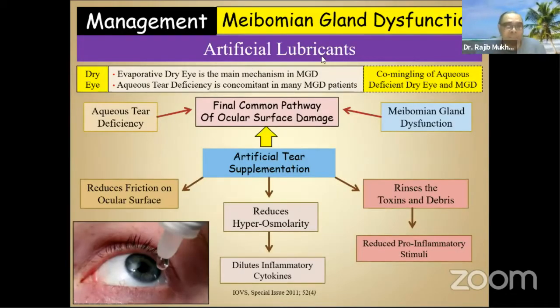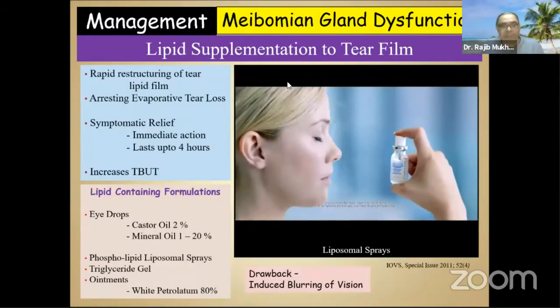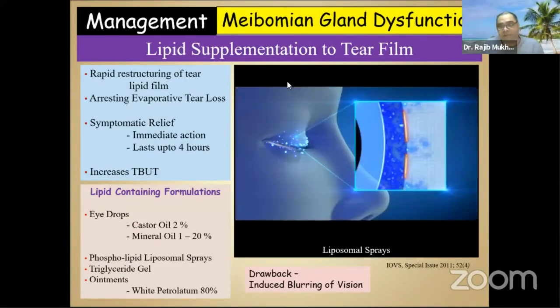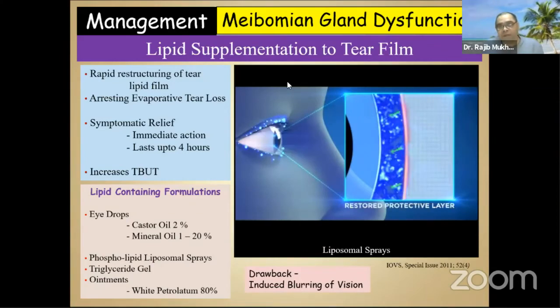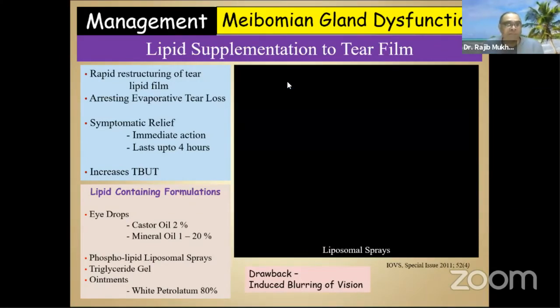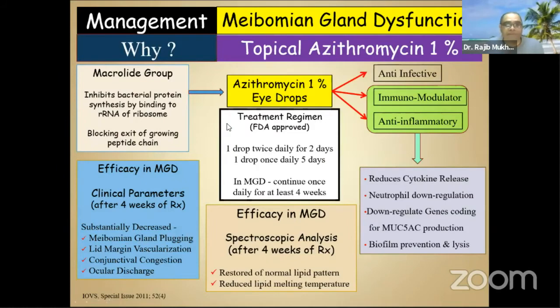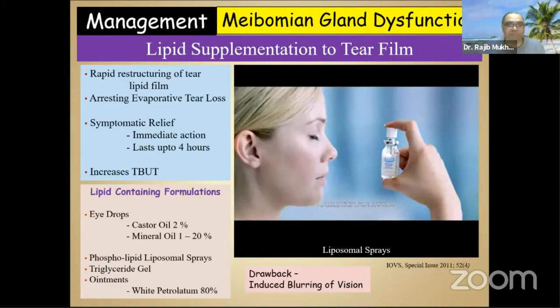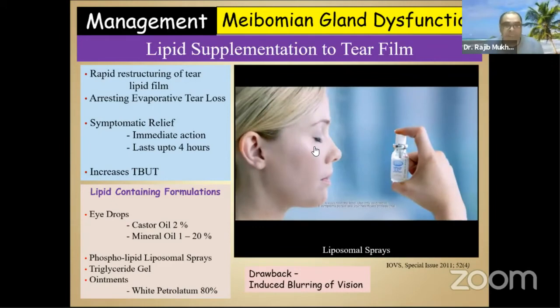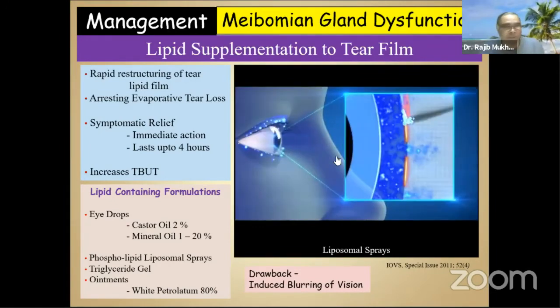Tear film artificial lubricants are very commonly used in meibomian gland dysfunction, which not only takes care of the underlying dry eye, but also dilutes the toxin and debris, and also the pro-inflammatory stimulus that comes along with it. Phospholipid supplementation or lipid supplementation to the tear film is pretty important, but it's unfortunately not available rampantly all across. But here you can see a video where there's a phospholipid spray being used. It actually melts down and goes to the lid margin and then goes into the tear film.